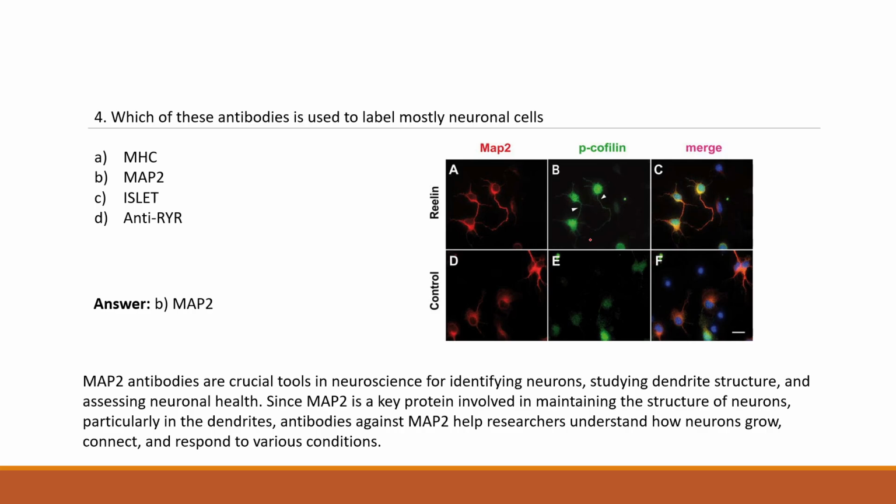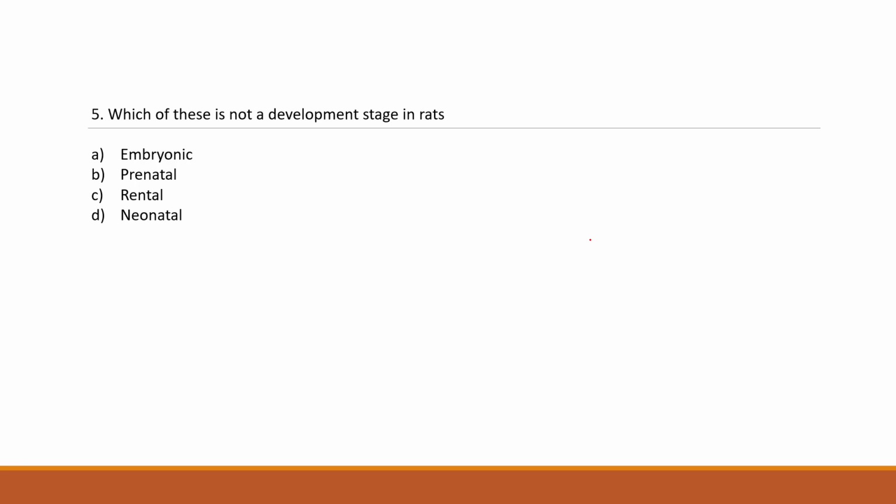Okay, next is: which of these is not a developmental stage in rats? A, embryonic; B, prenatal; C, prenatal; D, neonatal. What is the answer for this?